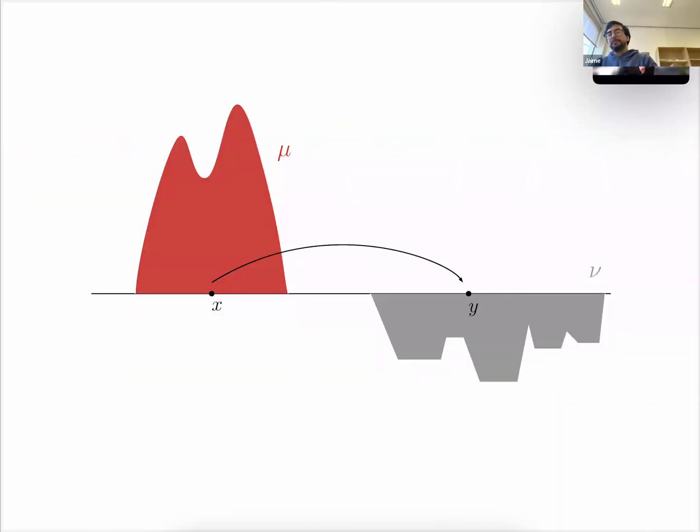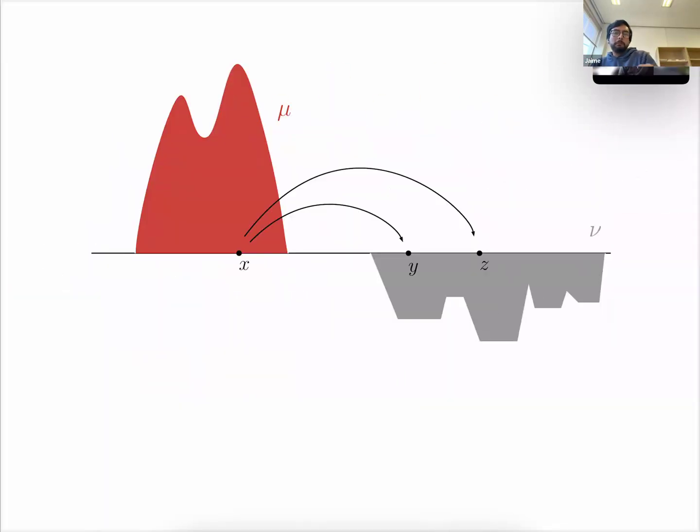You take a point X in the support of mu, and you assign it a destination Y. So you send all the sand there to Y to fill it. And you repeat it for every point X in the support. You pick another point X prime and you send it to another location. However, you can also do something like this. You take X, you notice there's too much sand in there, and you take part of it to Y and the rest to Z. And again, you repeat this for every point X in the support of mu.